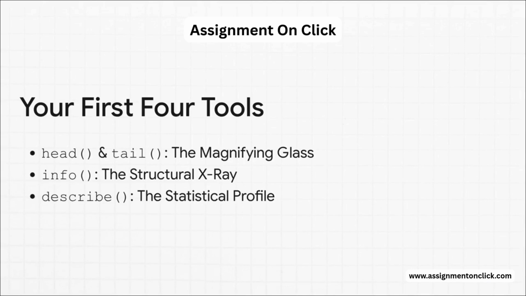Here they are, your 4 essential tools. We're going to think of head and tail here as our magnifying glass, for getting a quick close-up look. Then, info is kind of like a structural X-ray, letting us see the skeleton of the data. And finally, describe gives us the statistical profile, like a quick background check on all our numbers.